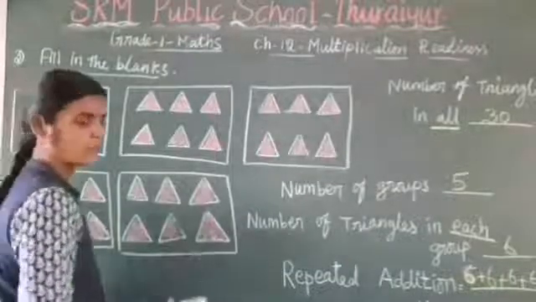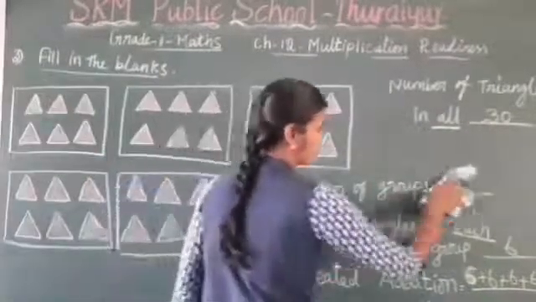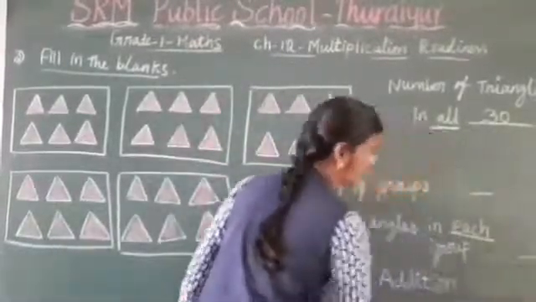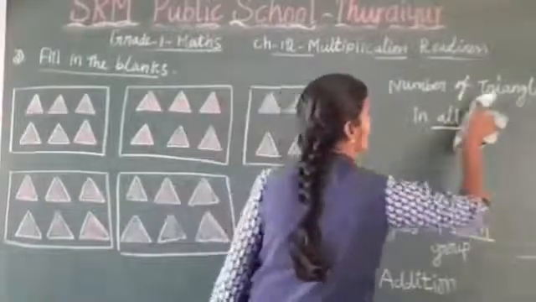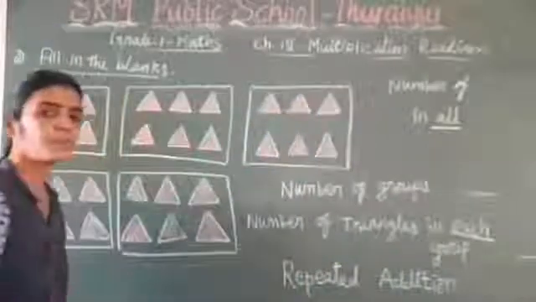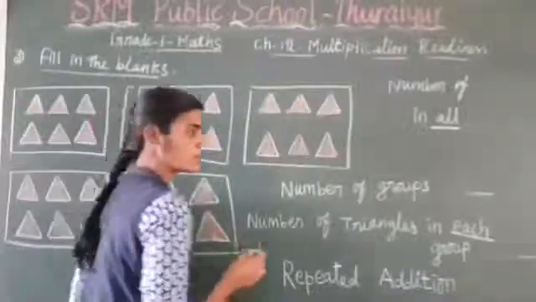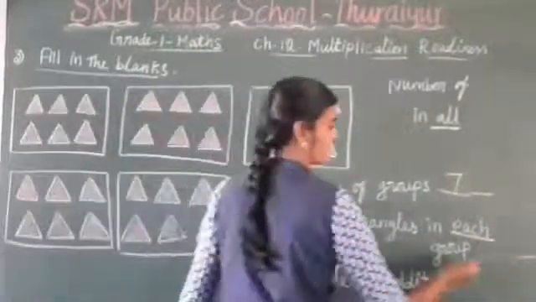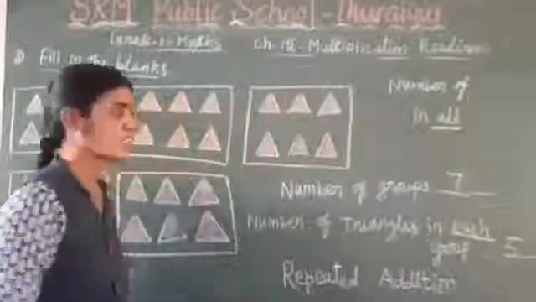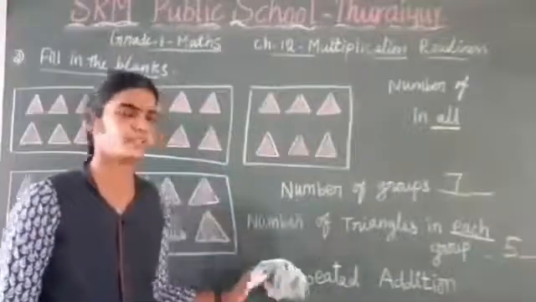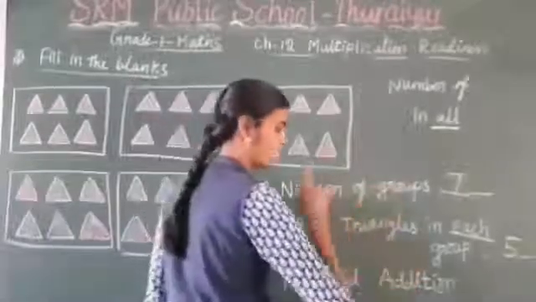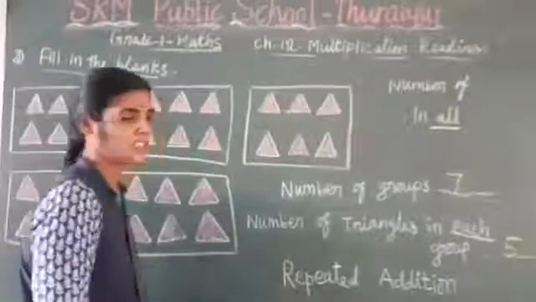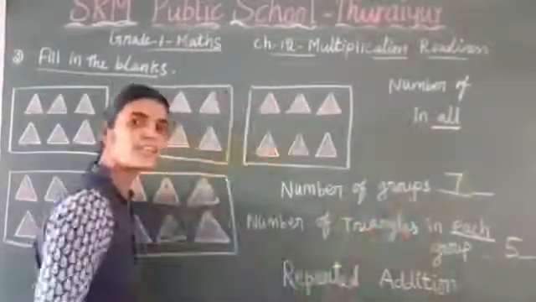For one more example, how will you make the sentence for the same thing, but I have to give some other number. Here I have to change, not this picture. Then what will you make the sentence? Tell me. Number of groups, suppose 7 groups. Number of triangles in each, 5 triangles. Not in this picture, I am giving some other example. So number of groups 7, number of triangles in each group 5, how will you make the repeated addition? 7 times 5.